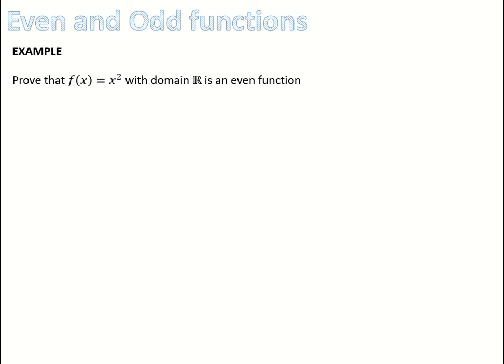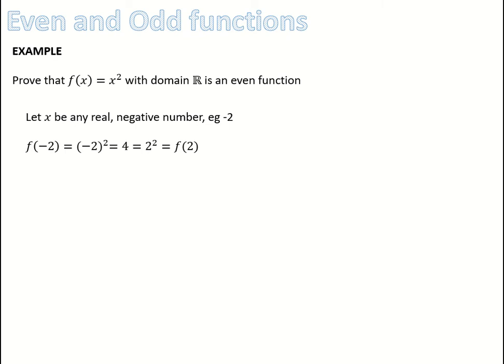Okay. So prove that f of x equals x squared with domain R is an even function. What we're basically trying to prove is that f of x is the same as f of minus x, in which case it reflects in the y-axis. So let x be any real negative number. You literally just pick any number. I'm just going to pick minus 2 here, and I'm going to find out what f of minus 2 equals and show that that's the same as f of 2. Which is exactly what I've done in this line.